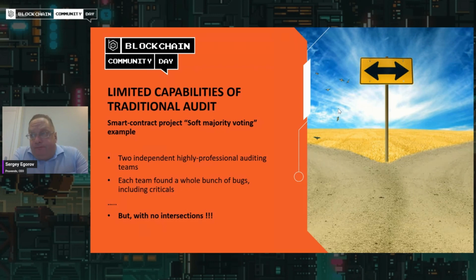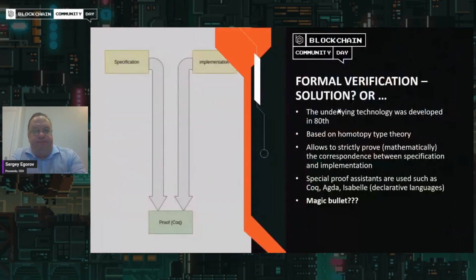So talking again about the overall security, unfortunately, we can claim that the traditional set of measures is definitely not enough for really good and reliable quality assurance of smart contracts. So let's move on.